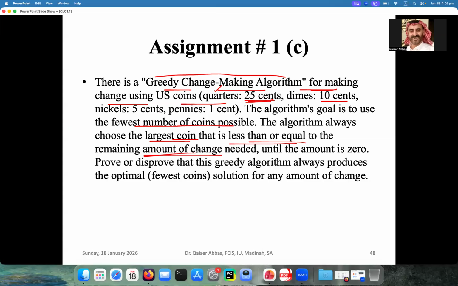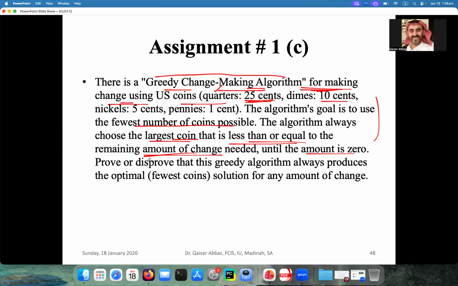From 65, 50 is gone. The remaining amount is 15. Again, the largest coin: 25 is not possible. What is the next possible? 10, which is called a dime. So you will say one dime, and then 10 is subtracted from that 15, and 5 will remain. From that remaining amount, it will try again, and one nickel is possible. Then you will have zero balance, so it continues until the amount is zero. The algorithm will execute like that.